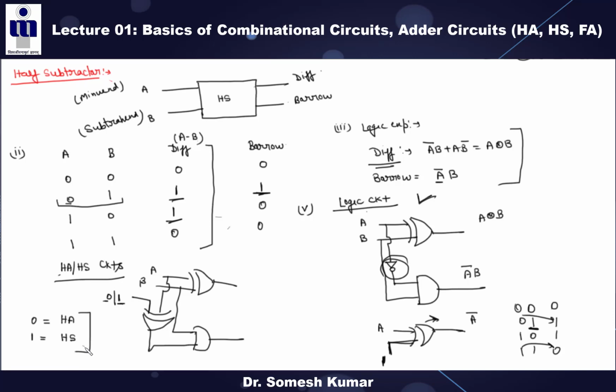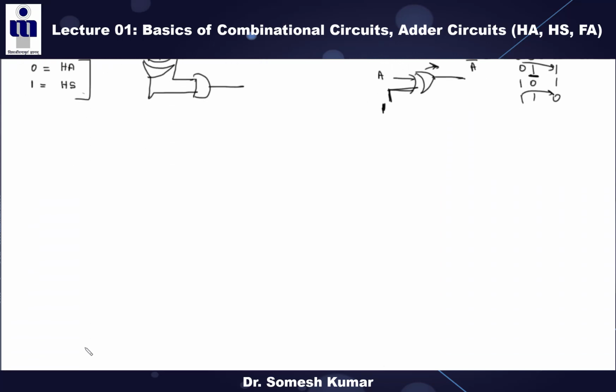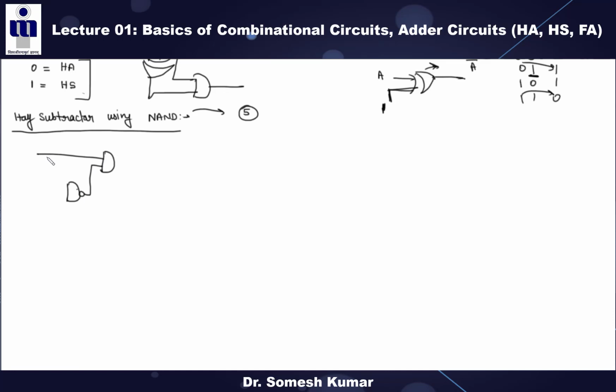So next similar question: how many NAND gates are required to implement the half subtractor? 5 NAND gates are required to implement the half subtractor also. And similarly, first we can design the XOR gate using NAND gates. This is A, this is B, and this is your A XOR B.